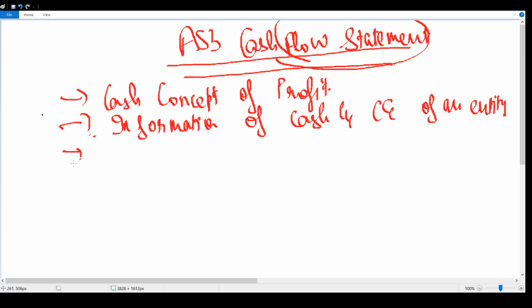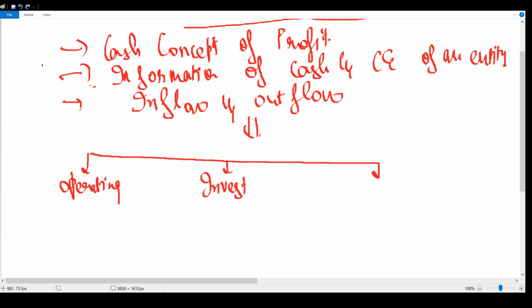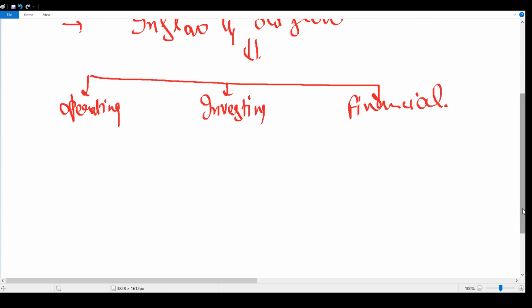It is prepared for three activities. The cash flow activities are mainly divided into inflow and outflow of cash of three types: operating activities, then investing activities, and the third is financing activities. I hope you're all clear with these basics.